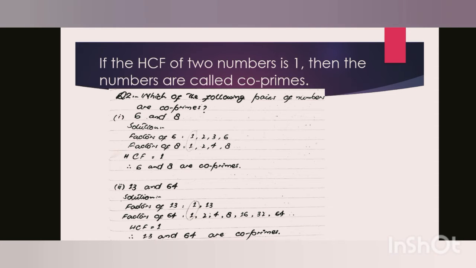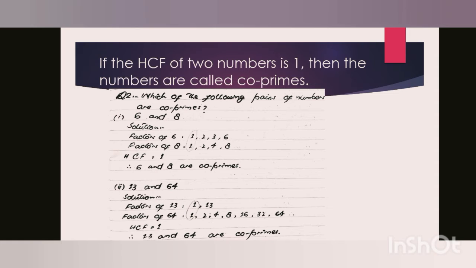Now see question number 2. But before attempting it, first see the definition which is written over here. If the HCF of two numbers is 1, then the numbers are called coprimes. HCF means highest common factor. Now question 2 says which of the following pairs of numbers are coprimes. We are given pairs of numbers and we have to find how many of them are coprimes.